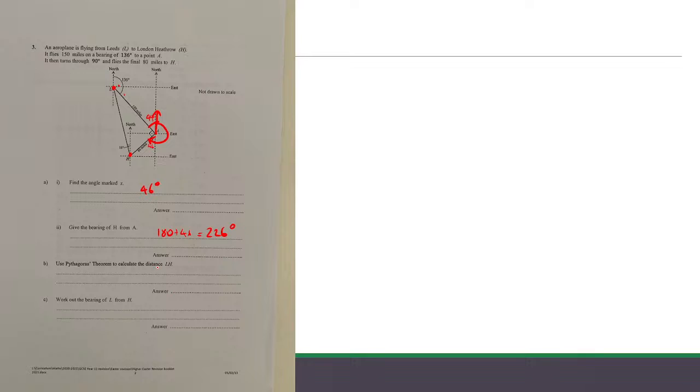Use Pythagoras' theorem to calculate LH. So LH is that length there, so it's the hypotenuse. If I just draw the triangle this way around, we know that this is 150, we know that this is 80, so 150 squared plus 80 squared square rooted. So the square root of 150 squared plus 80 squared is 170, which is actually a standard 8, 15, 17 triangle. 170 miles.